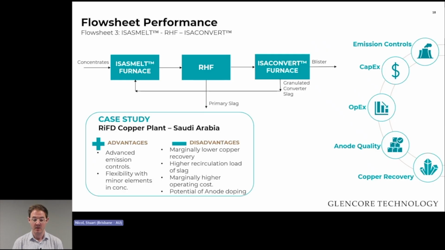It's got very good flexibility with minor elements in your concentrate, particularly with the use of minor element control processes and plants there. Some of the disadvantages have to do with the copper recovery, because the calcium ferrite slag being recycled in the primary smelting furnace impacts the chemistries there and does lead to a slightly higher copper loss to the slag. It can be mitigated in some options. We have a higher recycling load of slags because the Isaconvert slag is entirely recycled back into the Isasmelt furnace, and it does also impact some of the operating costs. Depending on the minor element bleeding and control, sometimes you do need to dope some spice or other metals in the anode furnace to get the anodes of the composition you want.